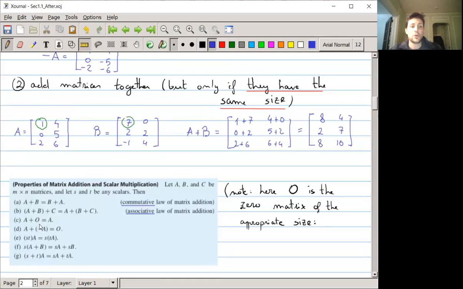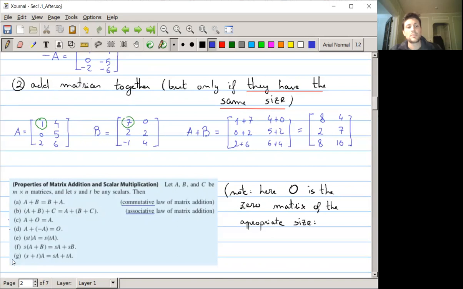This matrix O here denotes the matrix whose entries are just all zeros. And these properties C and D reflect what you would expect when you're working with a zero with respect to the sum. If you add the zero matrix to a matrix, you get back itself. If you add the opposite of a matrix to itself, you'll get a matrix whose entries are all zeros.